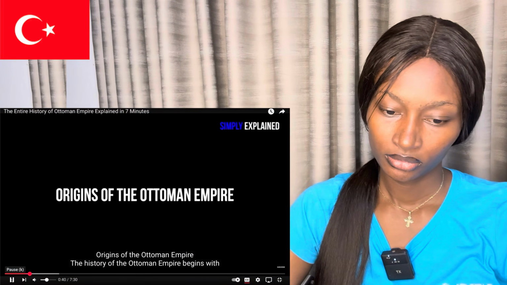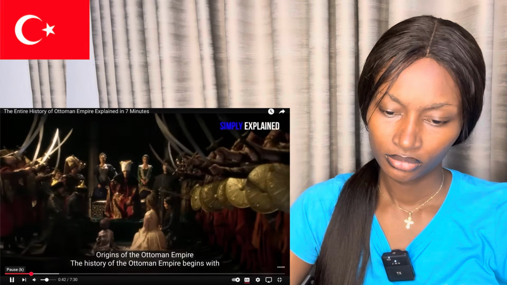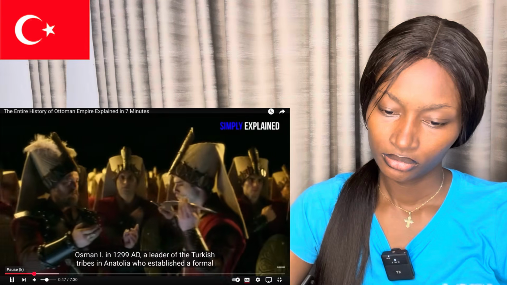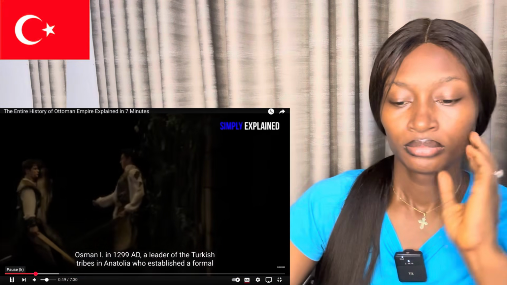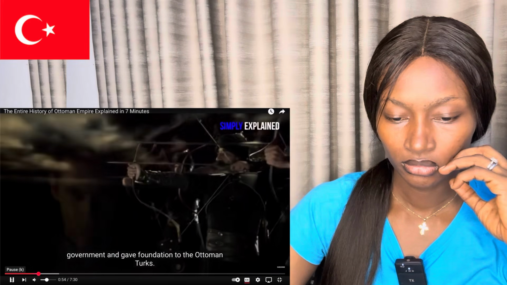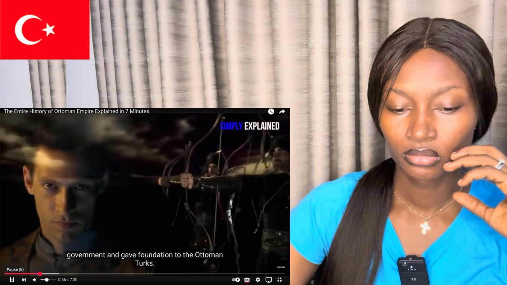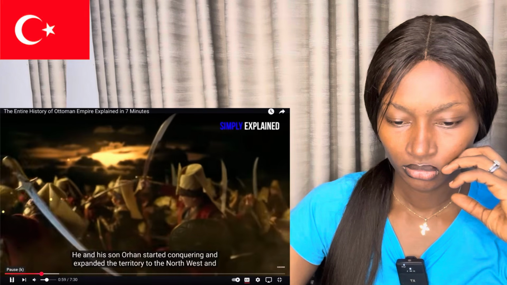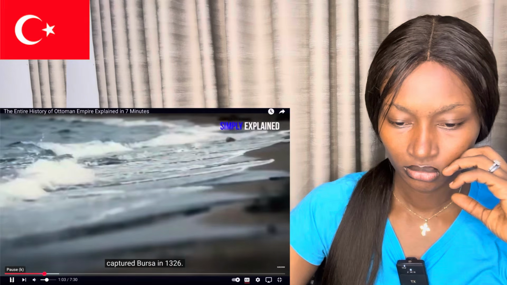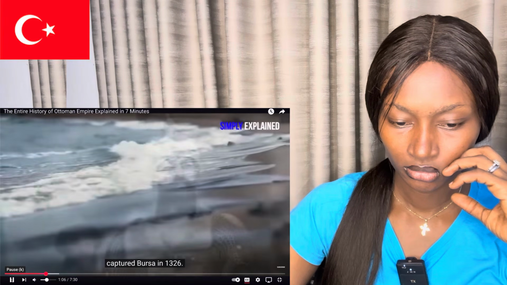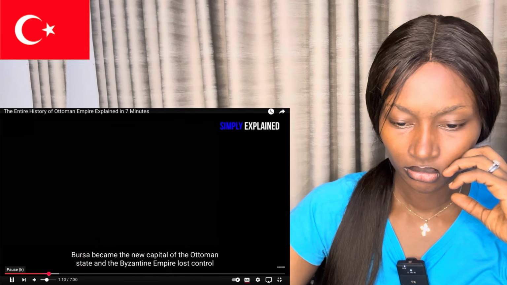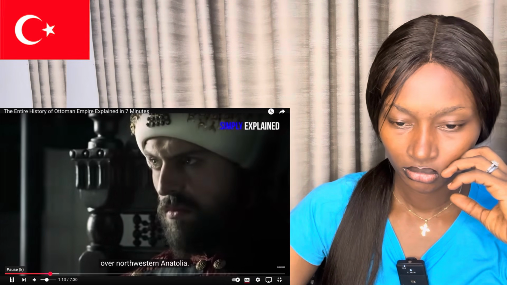Origins of the Ottoman Empire. The history of the Ottoman Empire begins with Osman I in 1299 AD, a leader of the Turkish tribes in Anatolia who established a formal government and gave foundation to the Ottoman Turks. He and his son Orhan started conquering and expanded the territory to the northwest and captured Bursa in 1326. Bursa became the new capital of the Ottoman state, and the Byzantine Empire lost control over northwestern Anatolia.